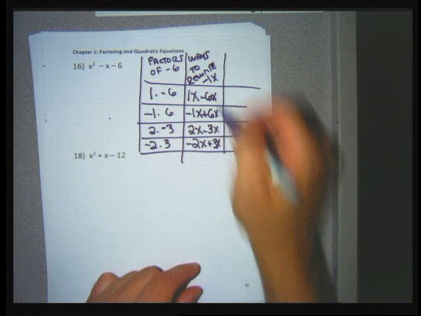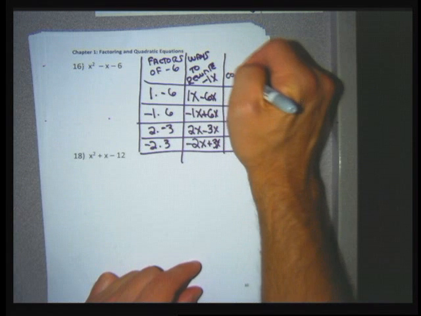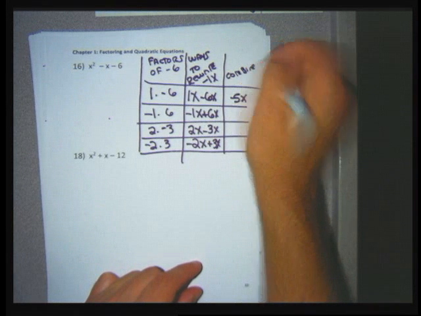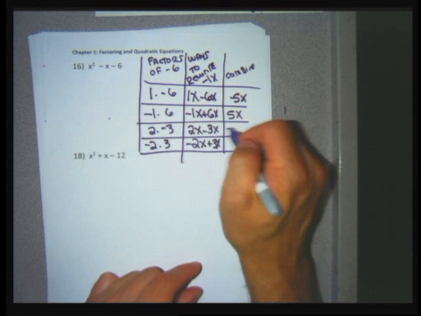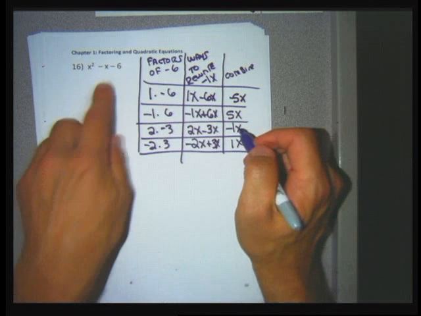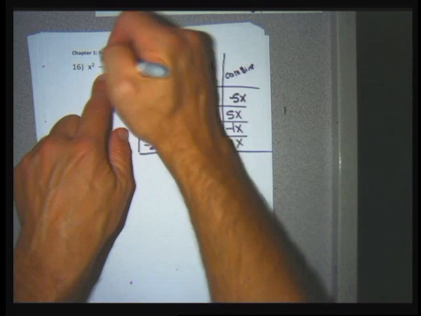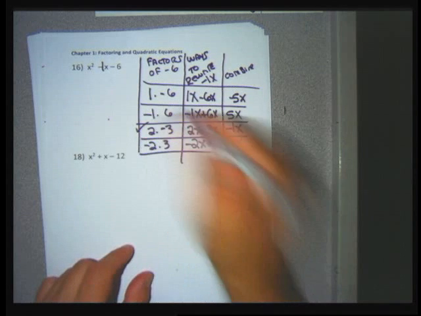The first pair are going to give me a negative 5x. The second pair are going to give me a positive 5x. The third pair are going to give me a negative 1x. The fourth pair is going to give me a positive 1x. My goal is to get a negative, and it's really a negative 1x. There's an implied 1 there. So I'm going to pick this pair.